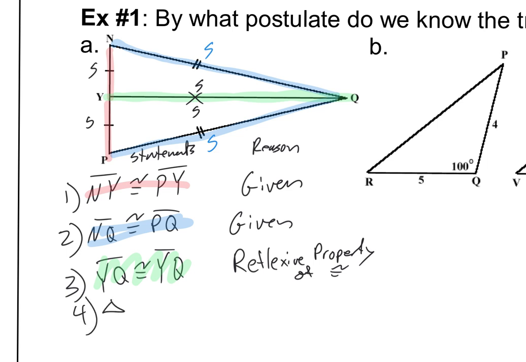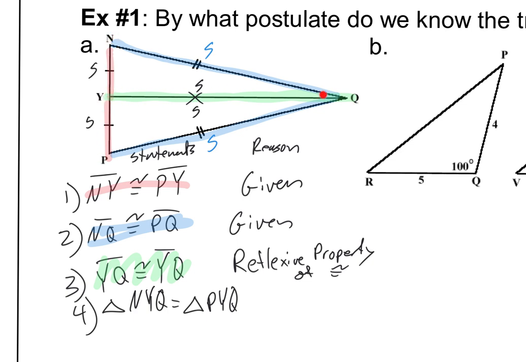All right, at the end of the day now, my 4th statement is going to be that I know that triangle NYQ is congruent to triangle PYQ. Now, the order that I just wrote this matters. So I did NYQ. So everything has to match. So since I did NYQ, I have to label it PYQ.